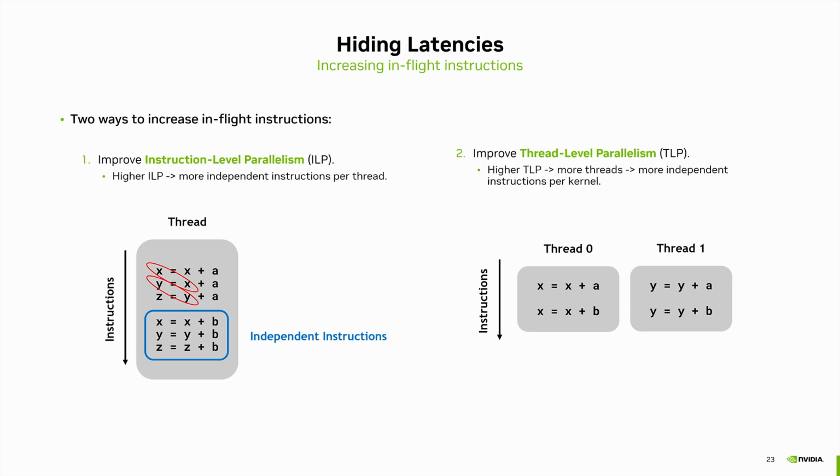So how do we actually increase in-flight instructions on our GPU? There are 2 main ways to do this. One is to increase instruction level parallelism, so having more independent instructions per thread can help. And the other way is to increase thread level parallelism. So basically spawn more threads, because if you have more threads, you have more instruction streams, which means, again, more independent instructions in your kernel.